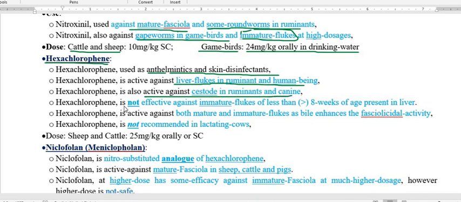Usually, hexachlorophene is not effective against flukes less than 8 weeks of age when the Fasciola is in the liver. As we mentioned, the substituted phenols usually act against mature or adult flukes, so this is the adult liver fluke. This is important: if you want to increase the activity against the immature, then you have to increase the dose.